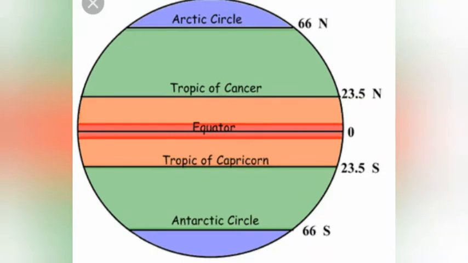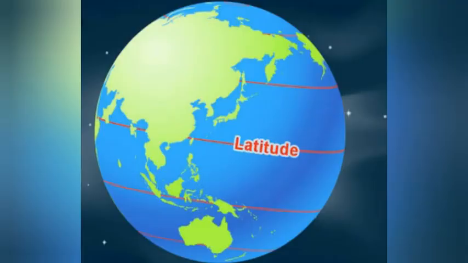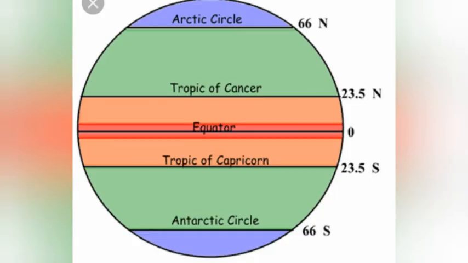Hope that all have understood what is latitude. Once again, we can look at what is latitude. It is an imaginary line which joins all the places with the same angular distance north or south of the equator. The equator is the longest line of the latitude. Remember, the equator is the longest line of the latitude and is known as the great circle.